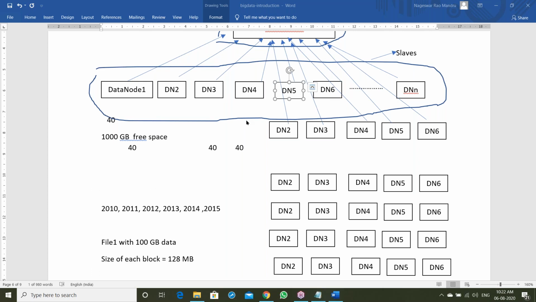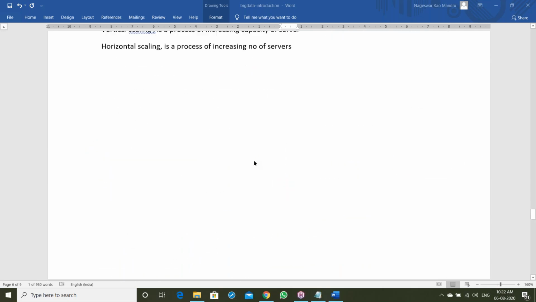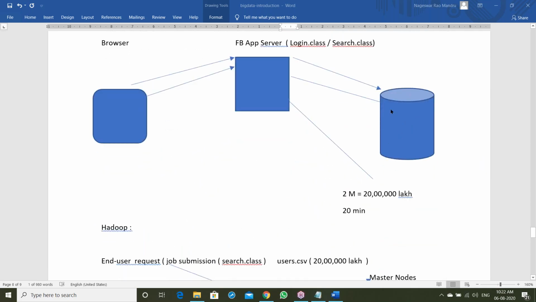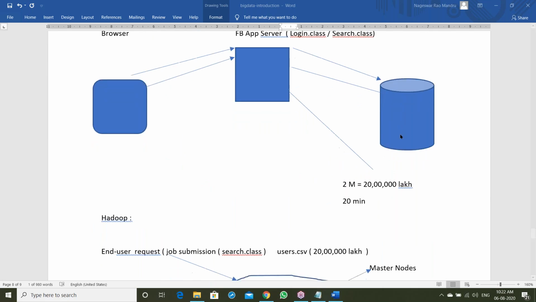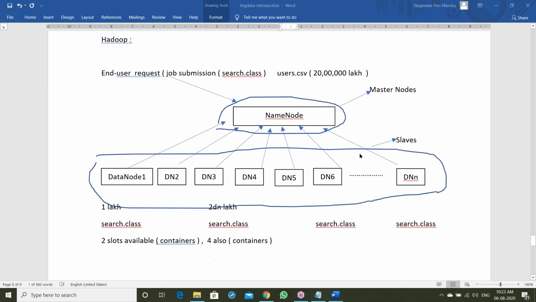Like this, it distributes equally onto multiple nodes in the cluster, right? So data is distributed onto multiple nodes in clusters. That means multiple nodes will process your data. In a traditional system, what happens? Only one server has to process the data. But in Hadoop, multiple nodes will process the data, right? So that gives more performance.